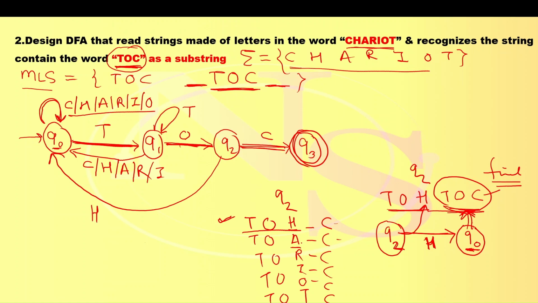Similarly, I can take A. If I write A here, initially it's not a valid string. How to make it valid? Write down TOC here. Then here also what is there? It's an A.